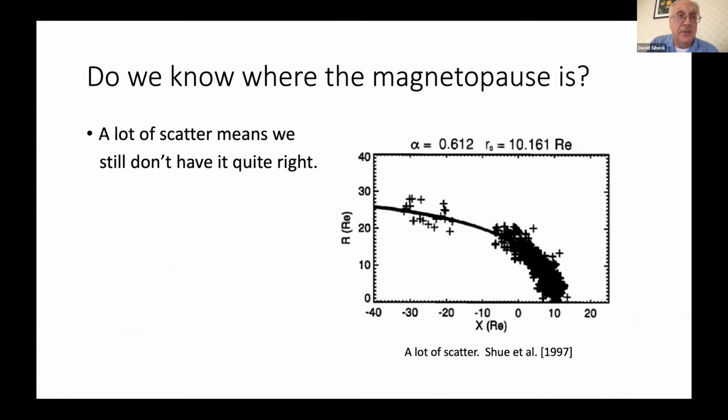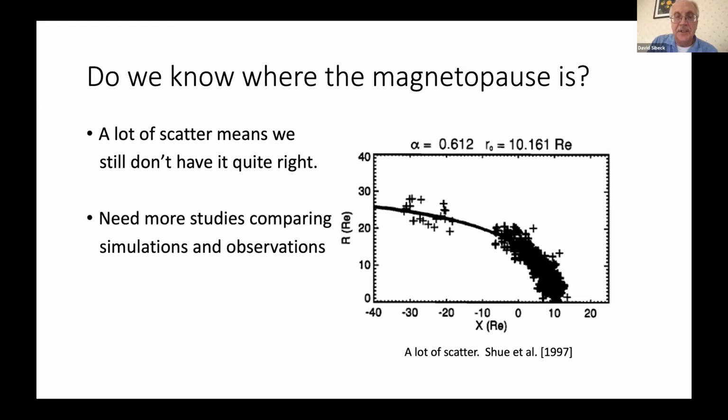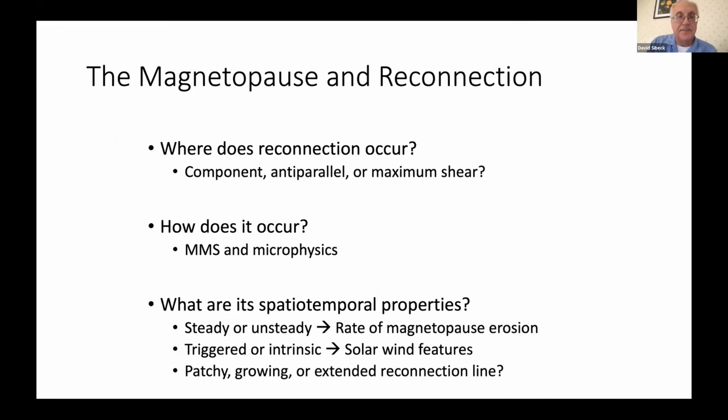So as a result, there's still plenty of scatter in where I say I predicted the magnetopause, but there's a lot of scatter in where it really occurred compared to where you predicted. And we need more studies comparing simulations and observations, because right now we don't really know where the magnetopause is. We think we do, but we don't.